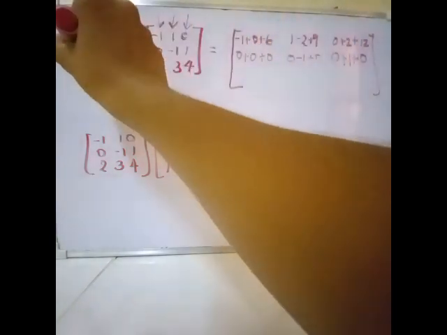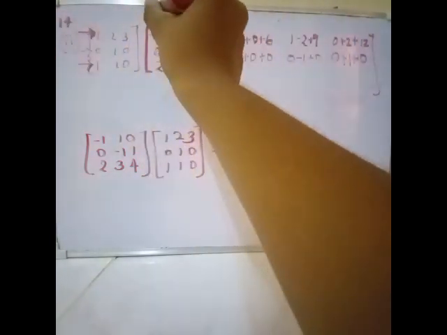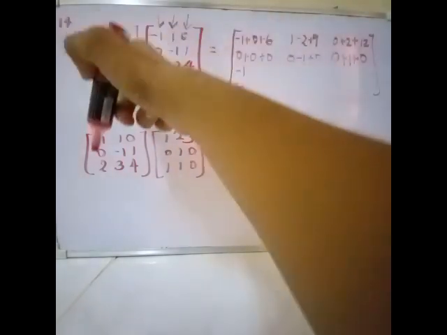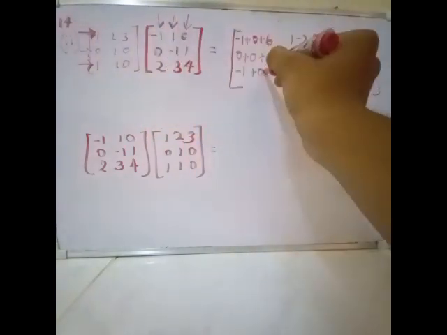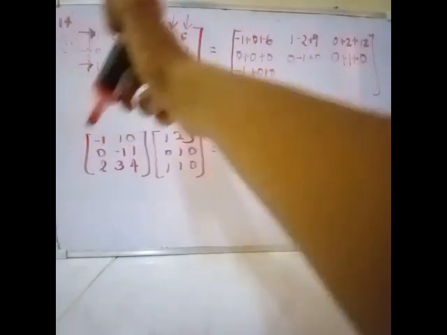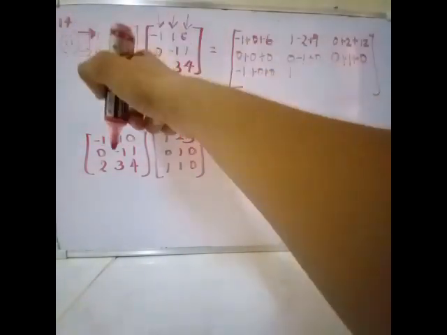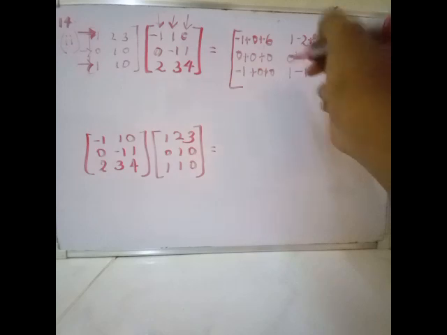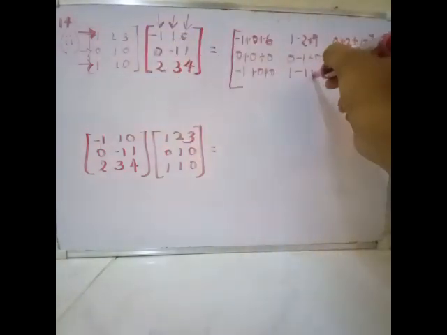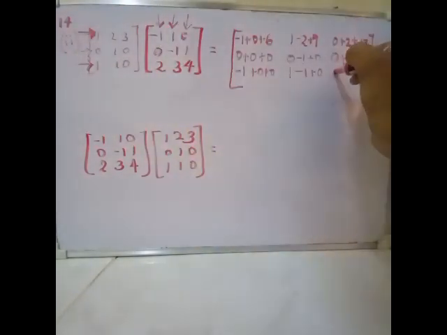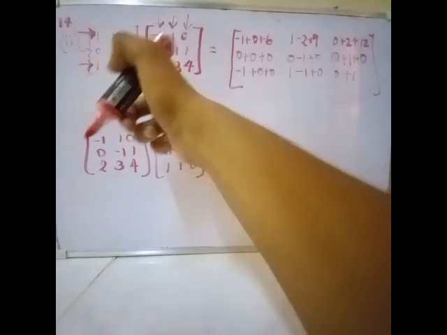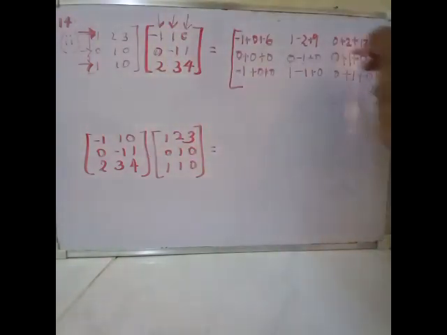Now going to the third row, 1 times minus 1 would be minus 1, 1 times 0 would be 0, and 0 times 2 would be 0. Now third row with the second column, 1 times 1 would be 1, 1 times minus 1 would be minus 1, and 0 times 3 would be 0. Now third row with third column, 1 times 0 would be 0, then 1 times 1 would be 1, and 0 times 4 would also be 0. Now just simplify.